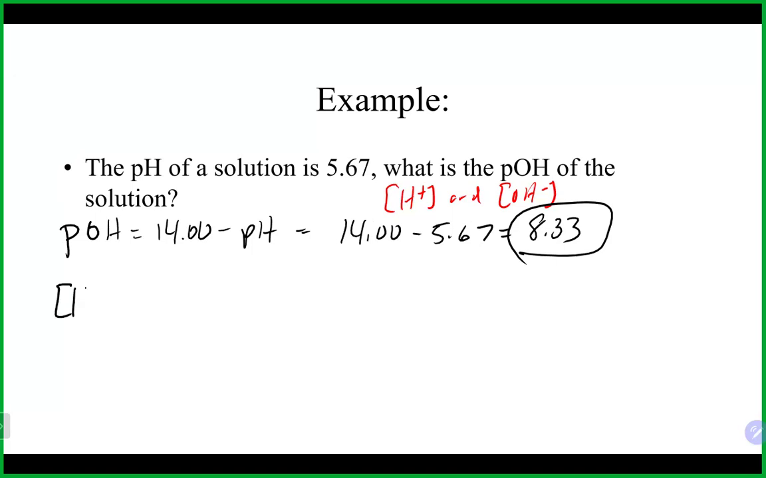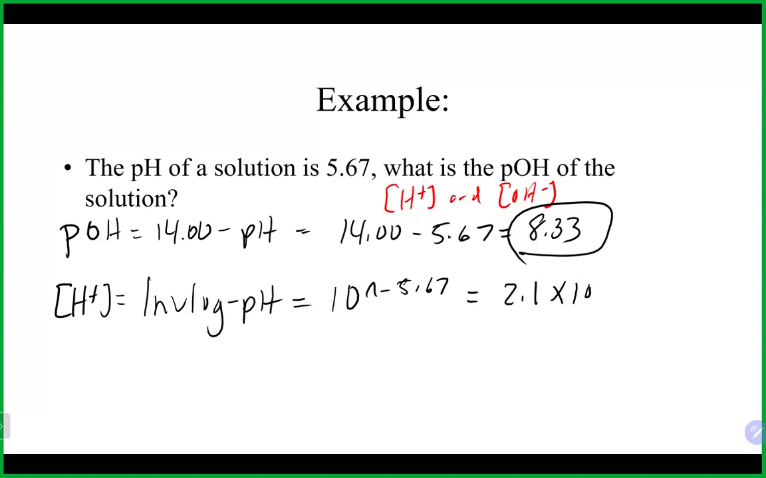At this point, probably you need to do some inverse log. So since you have the pH given to you, inverse log of the negative pH. So 10 to the caret negative 5.67 will give you your H plus concentration. And that's going to be, looks like 2.1 times 10 to the minus 6 molar.